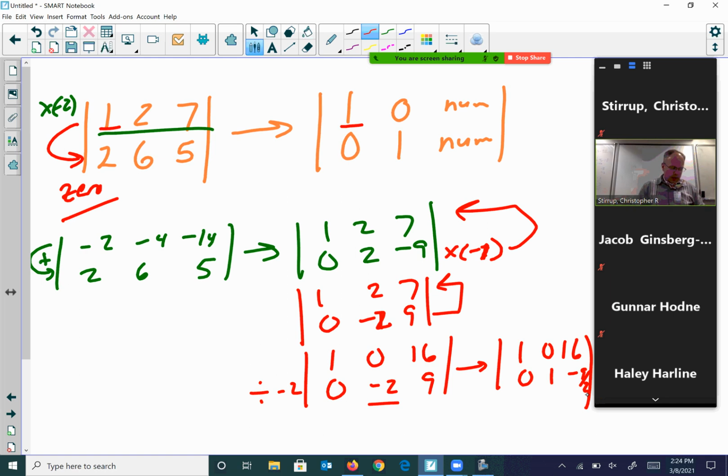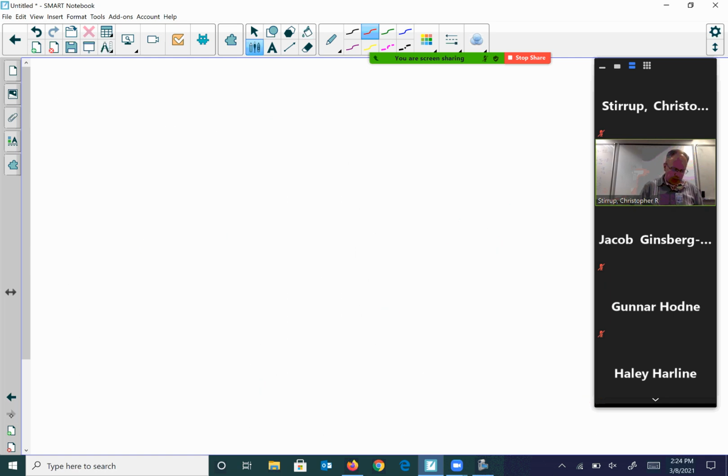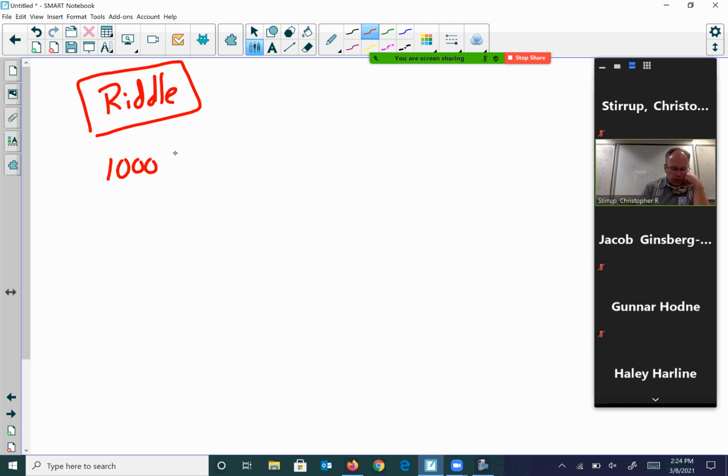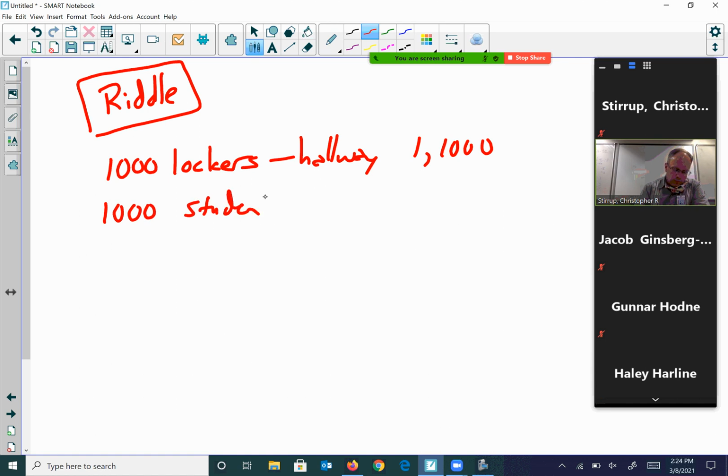So let's end with a fun one. This is a business class, so let's figure out this riddle. Some of you might have heard it before, but let's figure this out. Okay. You have 1,000 lockers, just like in the hallway. And they are numbered from 1 to 1,000. You have 1,000 students. Lined up.